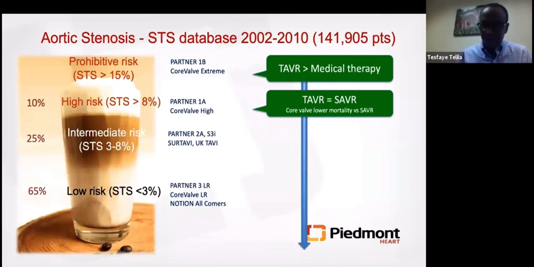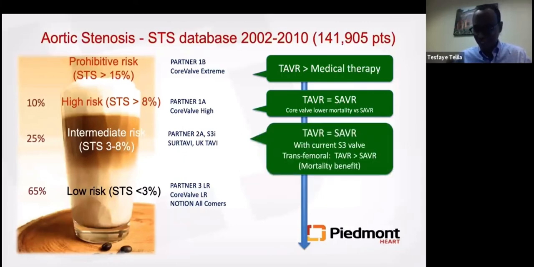And then they went down the risk spectrum and looked at patients who are high surgical risk. They can undergo surgery, but the surgical mortality is about 8%, greater than 8%. So they compared those patients, and TAVR did just as well for those patients who are high risk. And they continued to go down the risk spectrum, and PARTNER 2A and SURTAVI trials, the two major trials that looked at those patients who are intermediate risk.